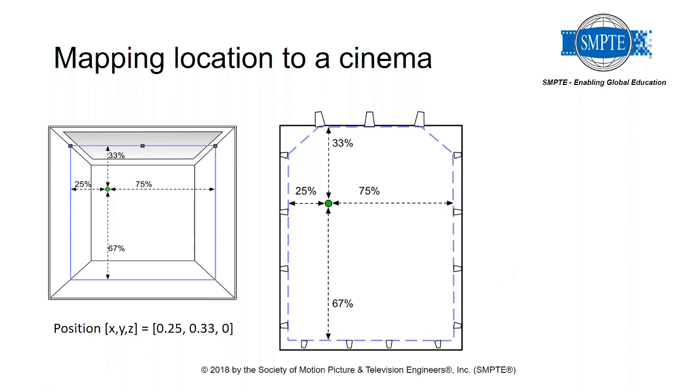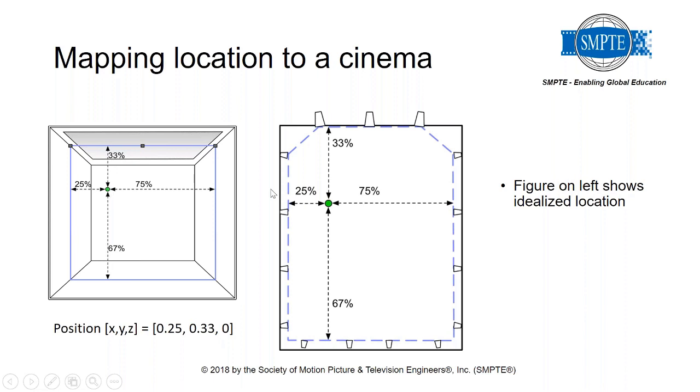And for an example here, the left-hand side shows an idealized location as might show up on a mastering tool. So this represents the authoring environment. This shows the height of the base layer, and basically this green dot locates a point in XYZ coordinates of 0.25, 0.33, and 0. So X is 0.25, meaning a quarter of the way from the left wall to the right wall. 0.33 means 33% from the front wall to the back wall, and 0 for height means it's located at the base layer.